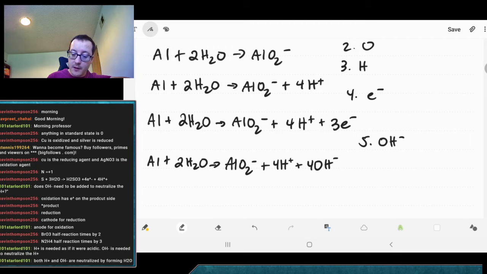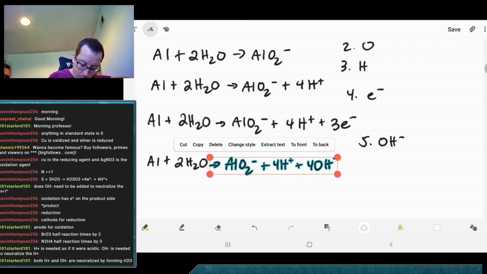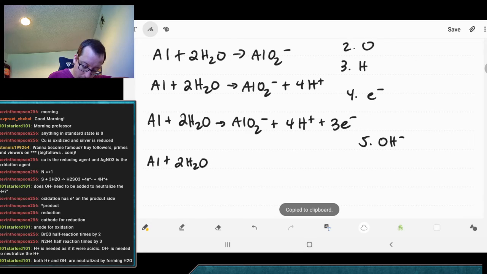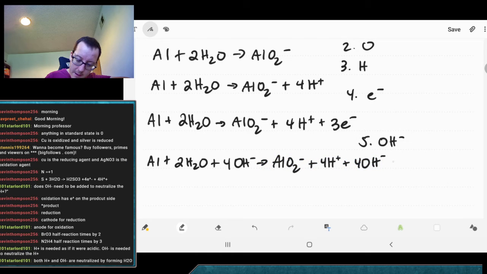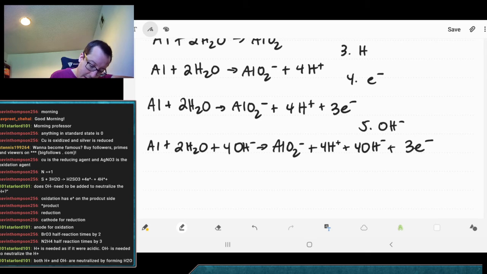I guess I should have done that to the left side, shouldn't I? Was it 4 hydroxides? Yeah. And then we have our 3 electrons. That'll make 4 waters. So we're going to have 2 waters from the other side, canceling them out. So we'll have 2 now on the other side.